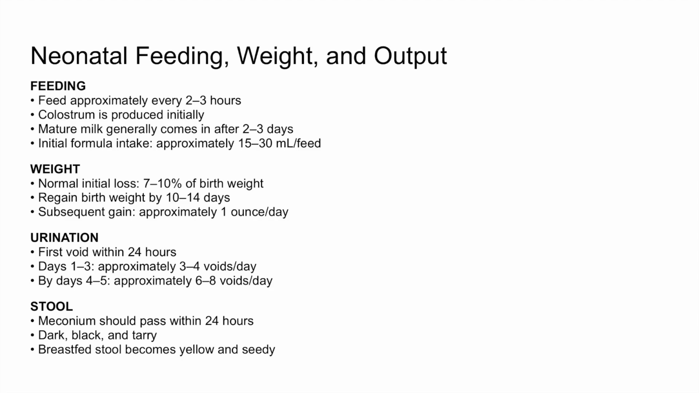Loss approaching or exceeding 10 percent requires careful evaluation of feeding, milk transfer, hydration, and possible illness. Output provides a practical measure of intake. Wet diapers increase during the first several days, reaching roughly 6 or more per day by day 4 or 5. Meconium should pass during the first day, followed by the transition to lighter stool. Failure to void or pass meconium on time may suggest obstruction, renal disease, Hirschsprung disease, cystic fibrosis, or another underlying problem.